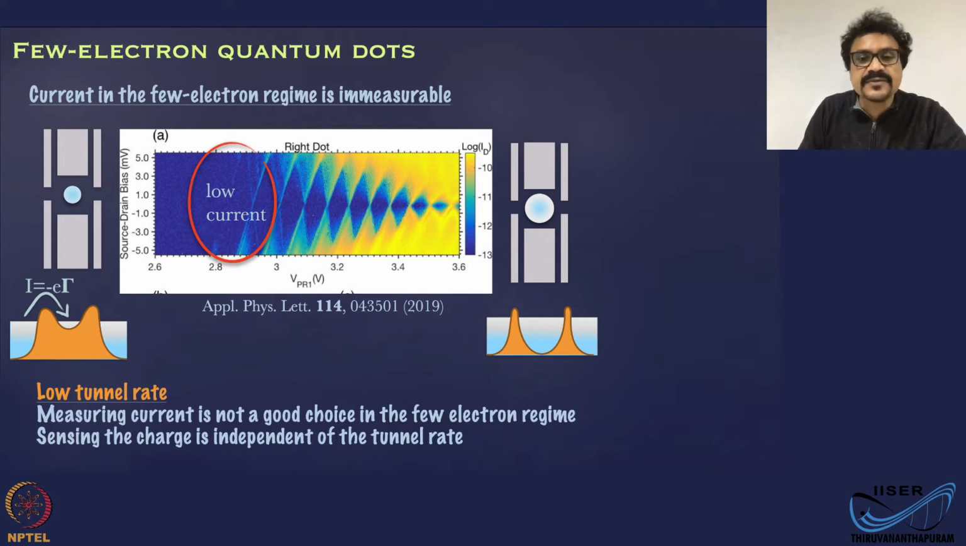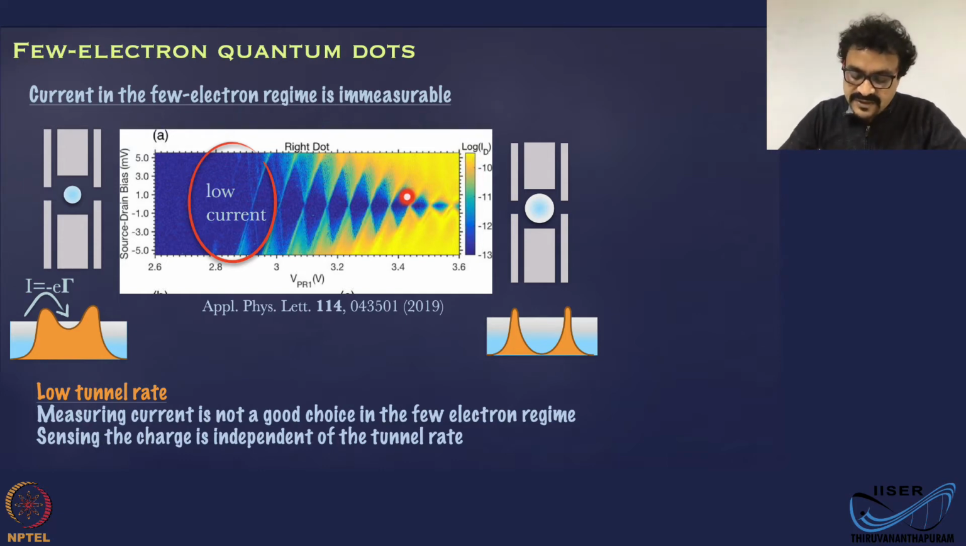And as we have discussed in one of the previous modules, as you go from the right to left in this plot, you are reducing the gate voltage and you are reducing the number of electrons as you successively go from one diamond to the next Coulomb diamond. And the color scale, which is representing the current to the device, is given here.